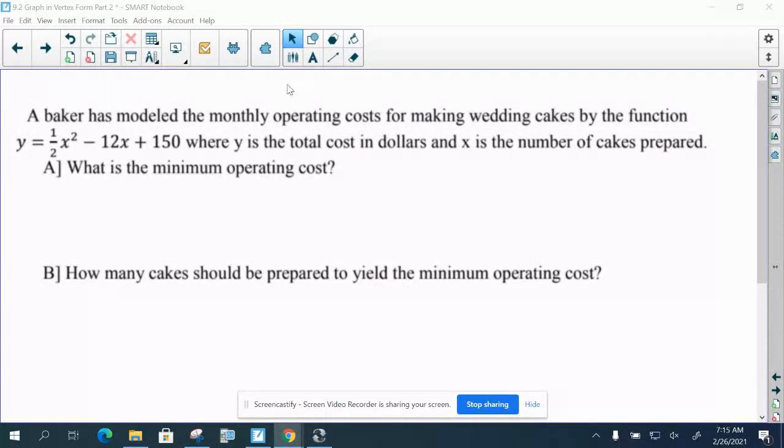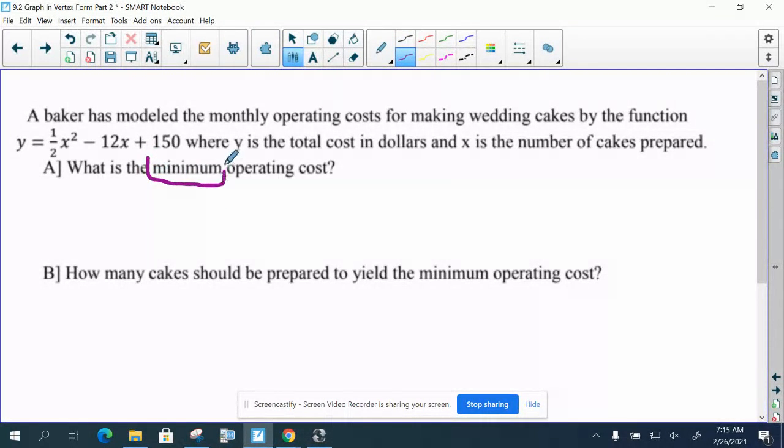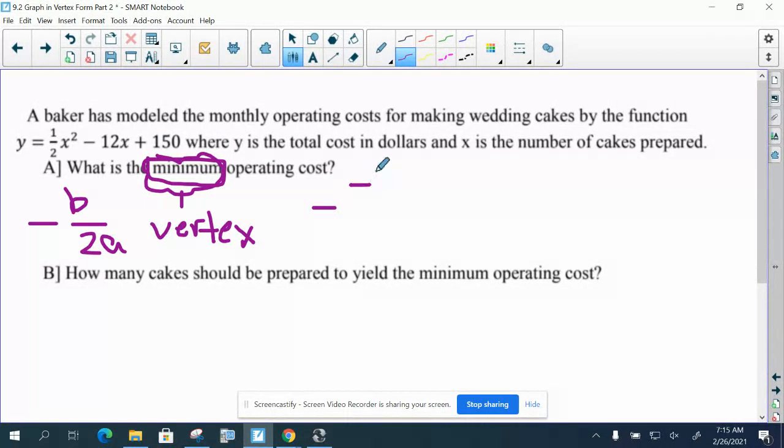So what is the minimum operating cost? Whenever it asks you to find a minimum or maximum, it's asking you to find the vertex. So whenever you see minimum or maximum, find the vertex. Remember, if we want to find the vertex in standard form, you have to use negative b over 2a.